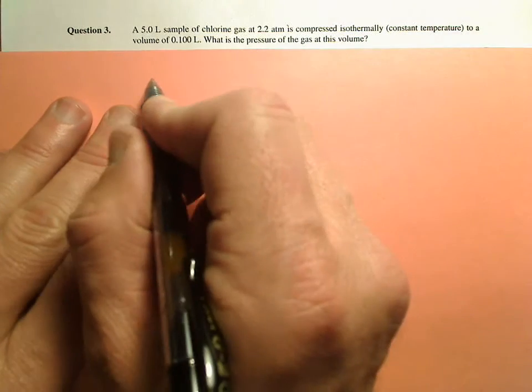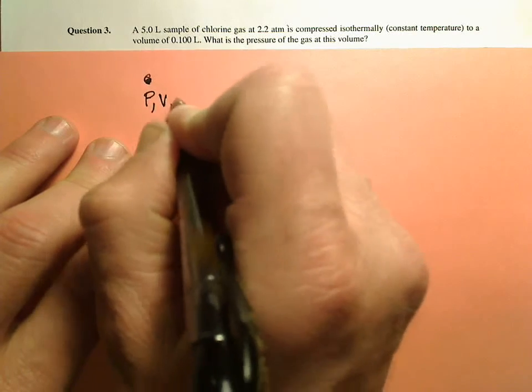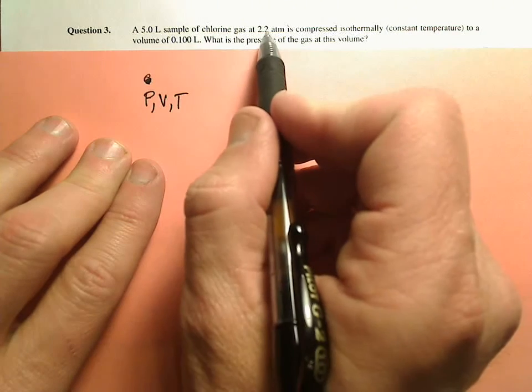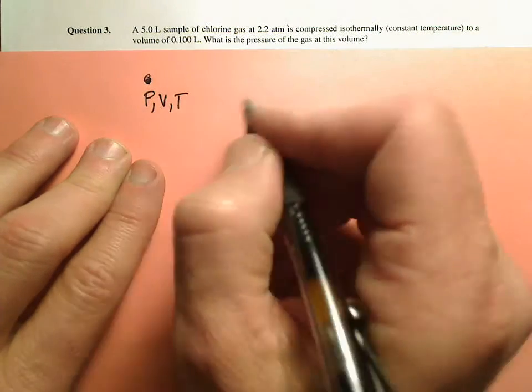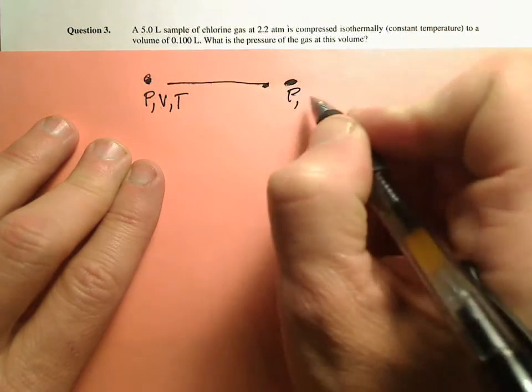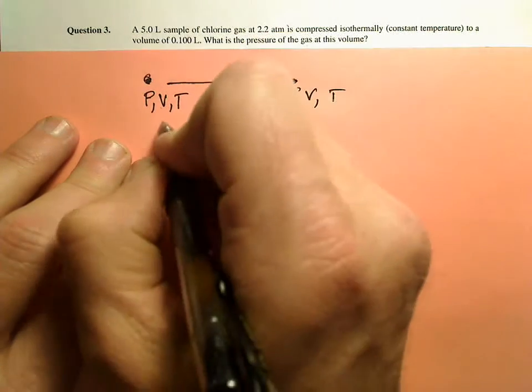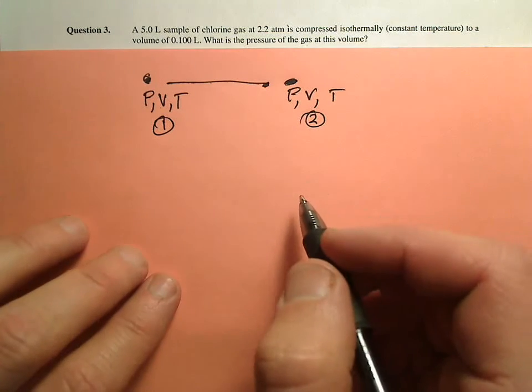So we have a sample, say at this point here, it's got a pressure, a volume, and a temperature. It's 5 liters, 2.2 atmospheres. Well, look at that, constant temperature. So it's the same temperature. We're going to move that to some new set of conditions with a pressure and a volume and a temperature. We can call this 1 and call this 2. Okay, so we know the relationship.